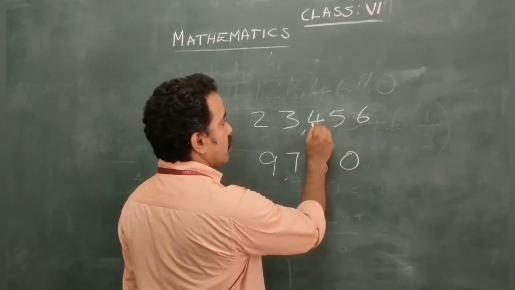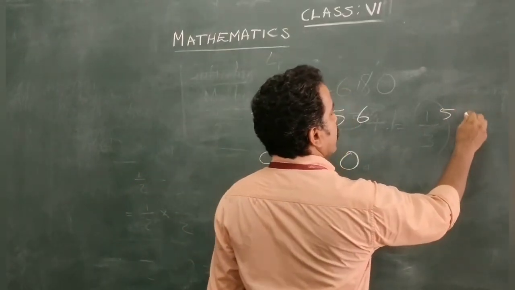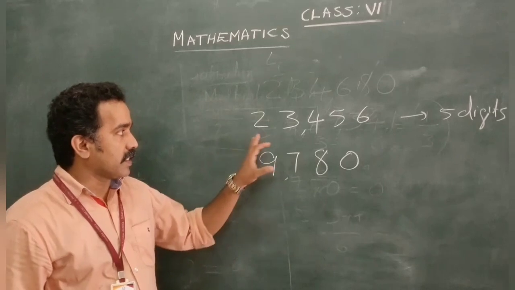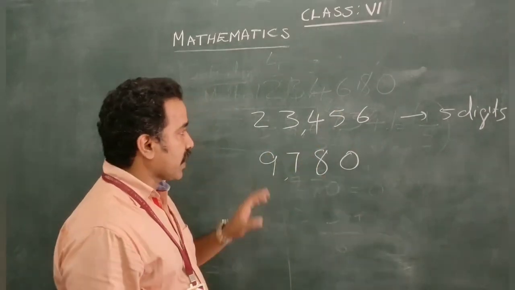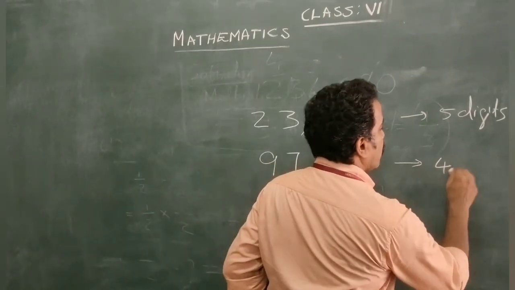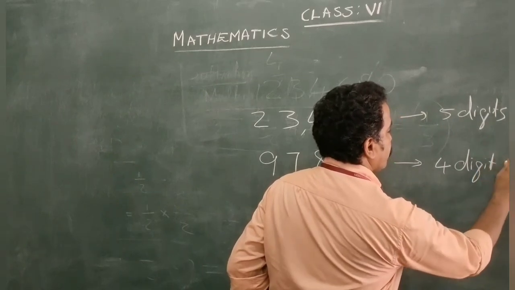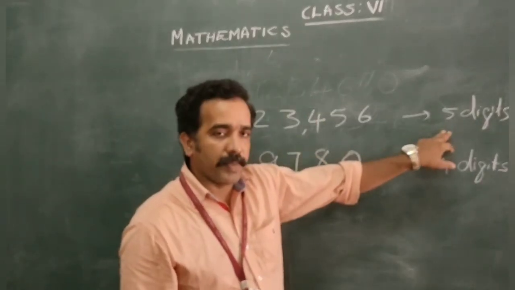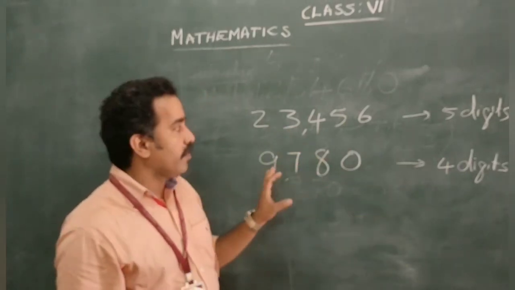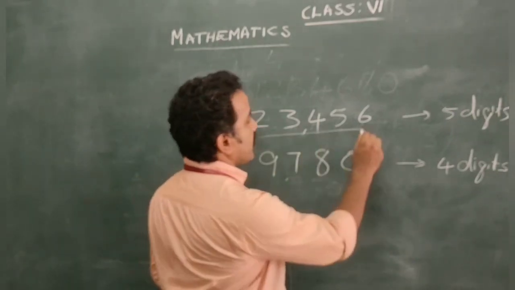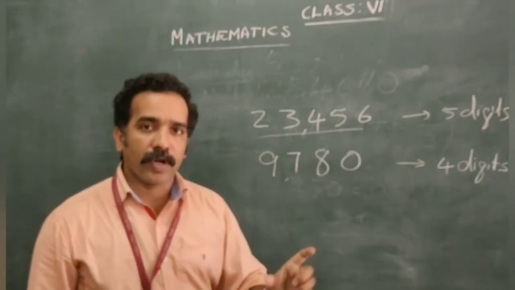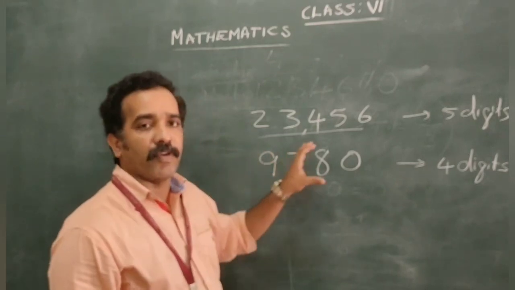Here 1, 2, 3, 4, 5. This is a 5-digit number. 5 places are there in this first number. The second number, 1, 2, 3, 4, is only having 4 digits. A 5-digit number and a 4-digit number. To compare them, we can clearly say that the 5-digit number is big. Whichever number has more places, more digits, will be the biggest number.